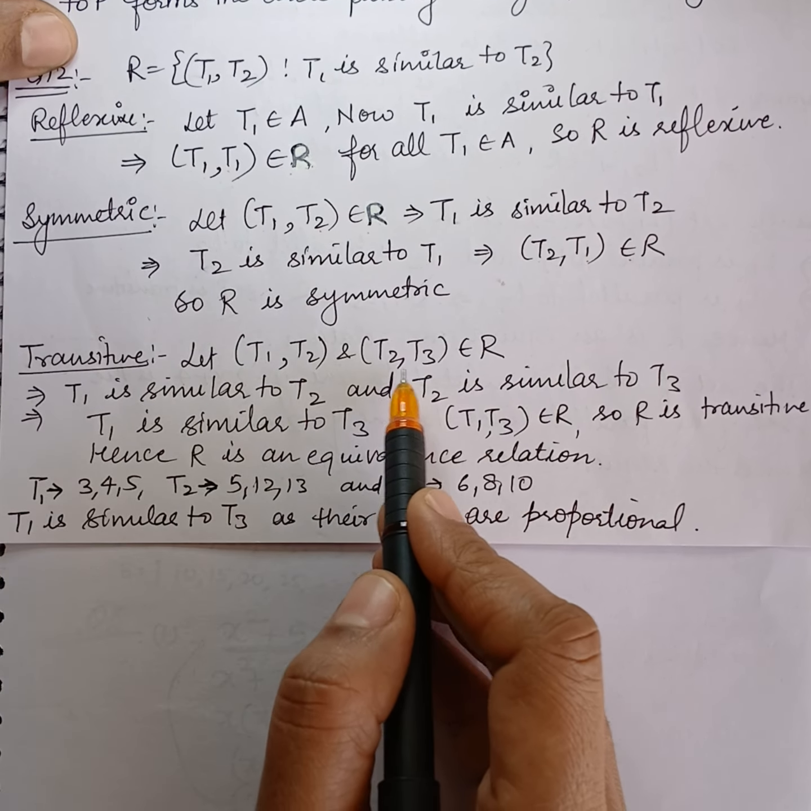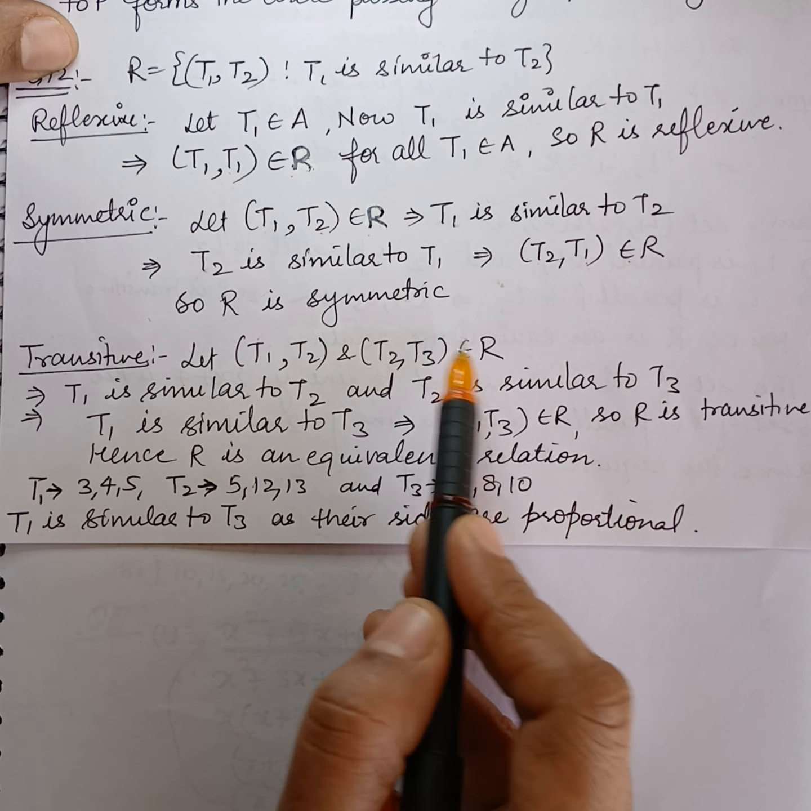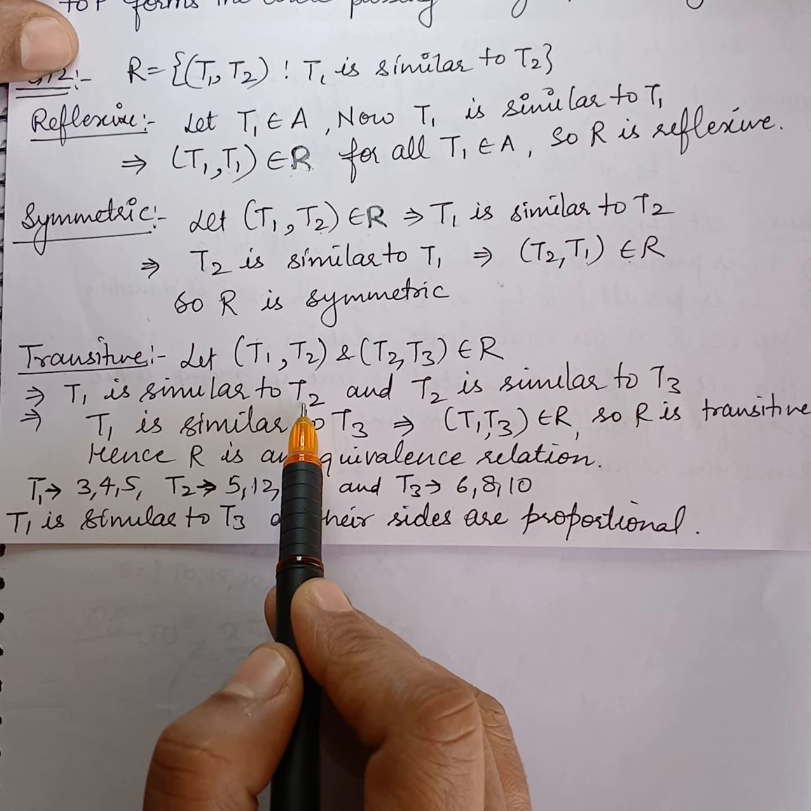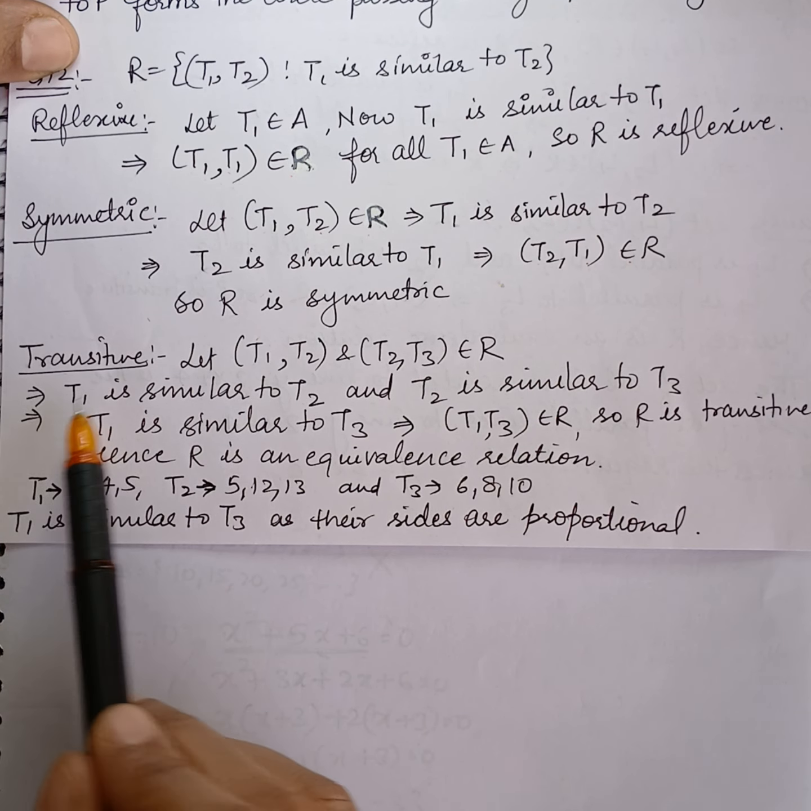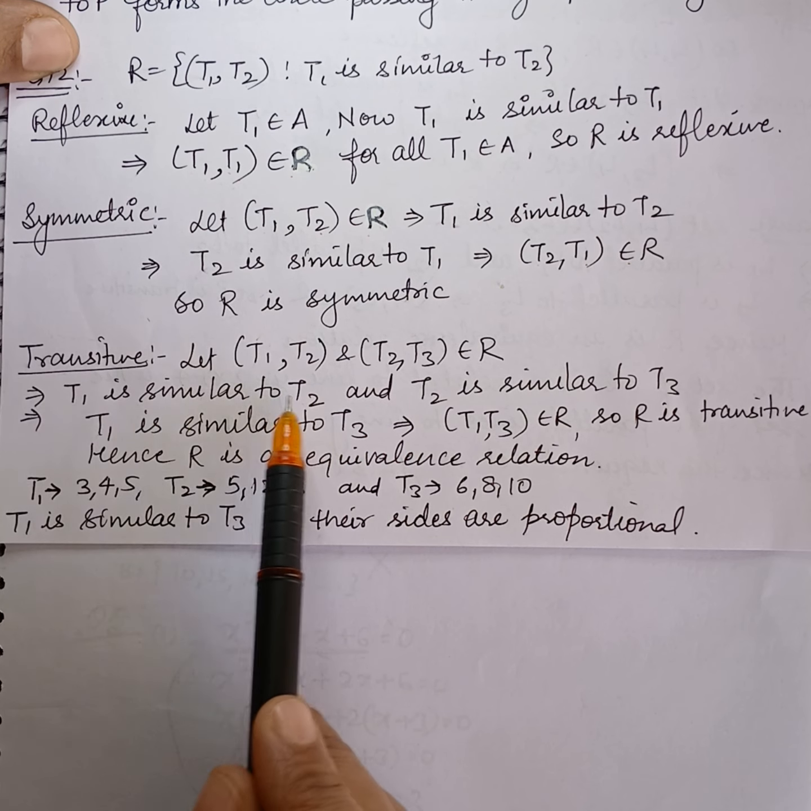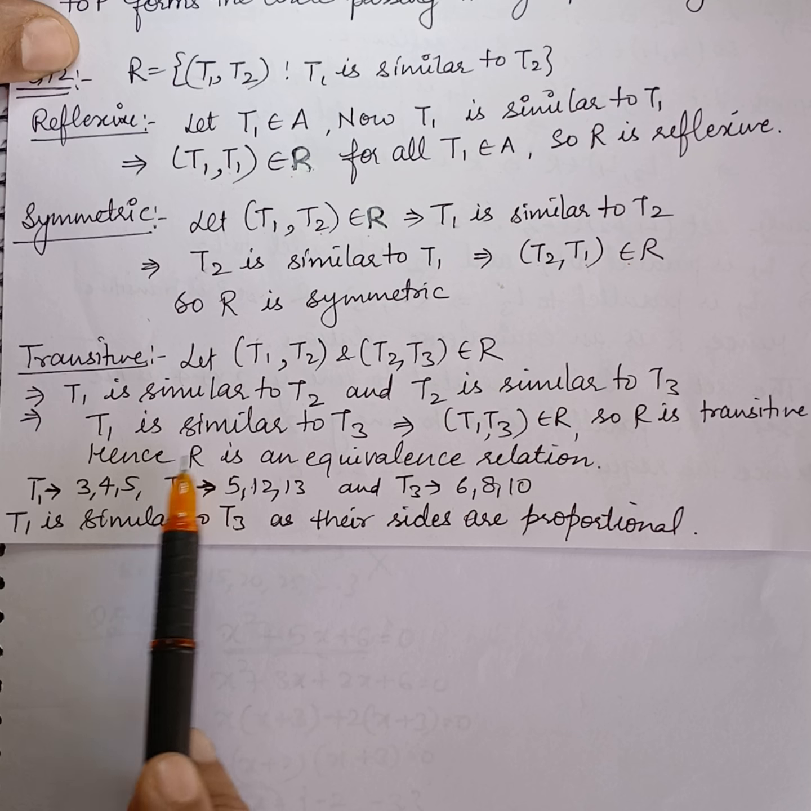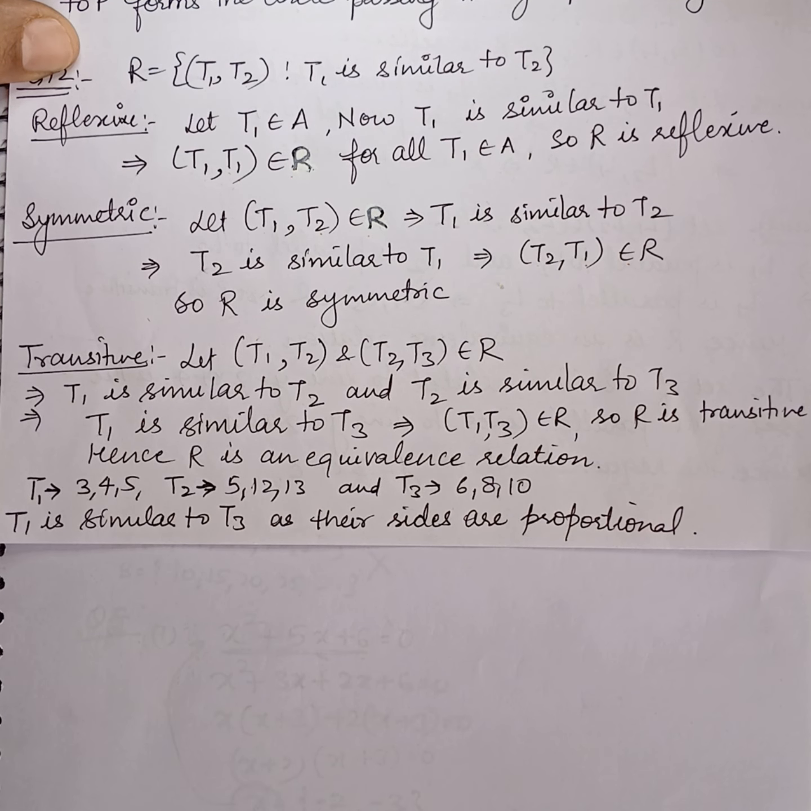Let (T1, T2) and (T2, T3) belong to R. Now, what do I need to show? I need to show that (T1, T3) belongs to R. So, it is also very easy. T1 is similar to T2 and T2 is similar to T3. So, it means T1 is similar to T3 also, because T1 is similar to T2 and T2 is similar to T3. So, it means (T1, T3) belongs to R. So, R is transitive.